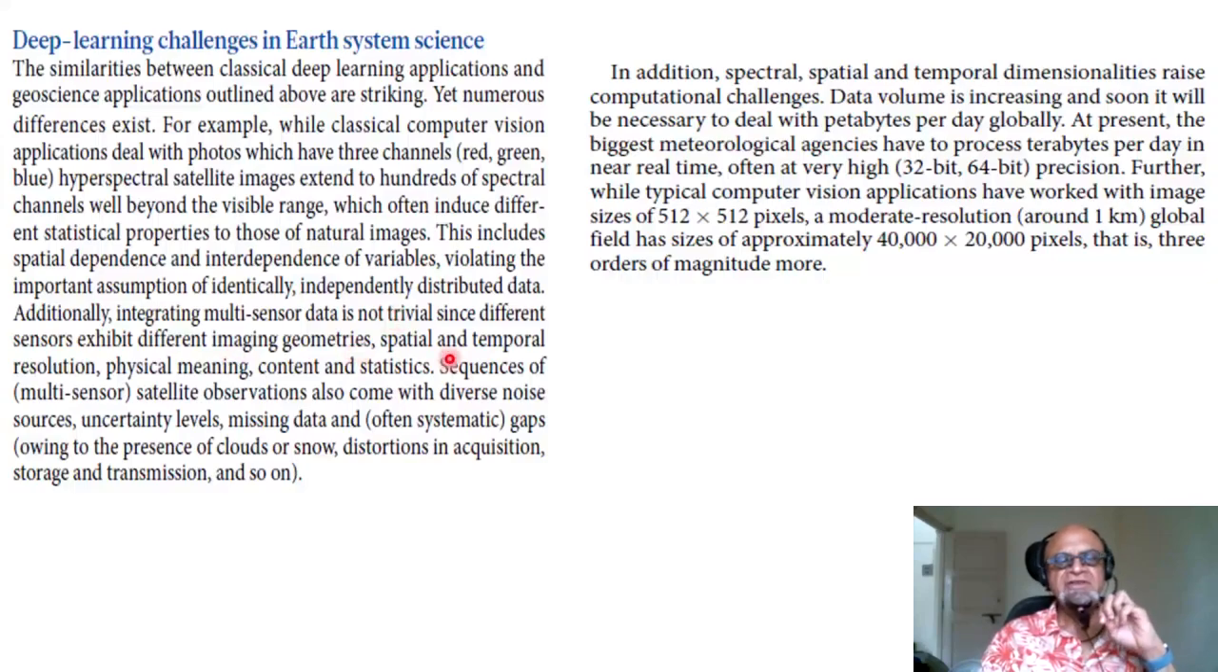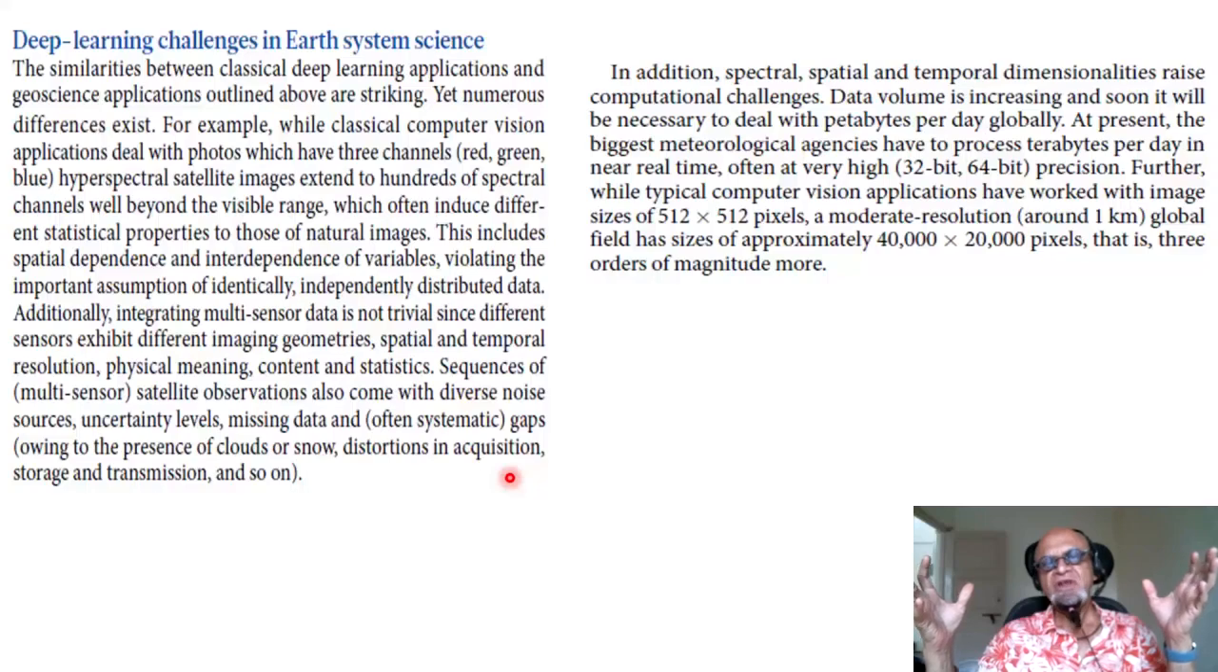Additionally, integrating multi-sensor data is not trivial, since different sensors exhibit different imaging geometries, spatial and temporal resolution, physical meaning, content and statistics. Sequences of multi-sensor satellite observations also come with diverse noise sources, uncertainty levels, missing data, and often systematic gaps owing to the presence of clouds and snow, distortion in acquisition, storage, transmission, and so on. And you can imagine the scale of the temperatures themselves is very large compared to rainfall, and humidity has this exponential dependence on temperature, and so on and so forth.